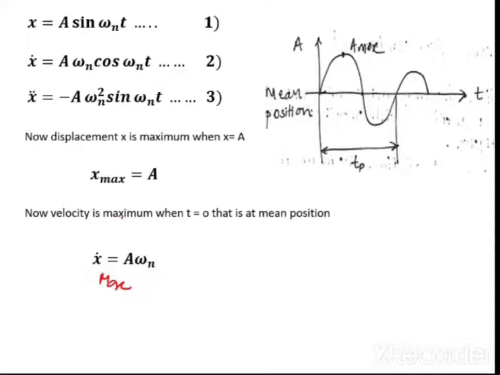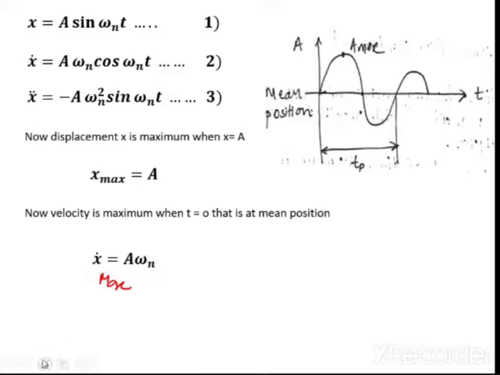So basically, for doing an analysis in the Rayleigh's energy method, you have to find out maximum displacement and maximum velocity. Maximum displacement is equal to a, that is amplitude, and maximum velocity x dot is a into omega n. Okay, it is as simple as it is, not so difficult. So this is what you have got.